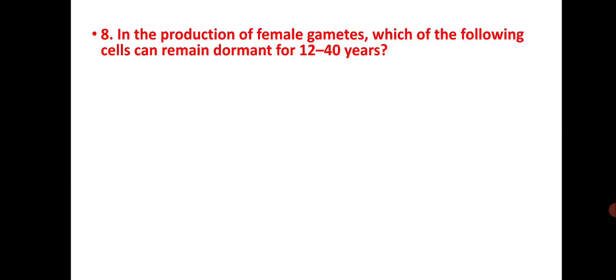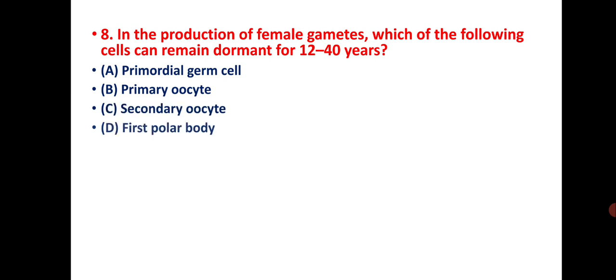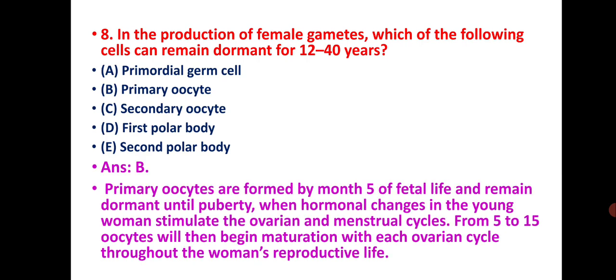The eighth question: in the production of female gametes, which of the following cells can remain dormant for 12 to 40 years? Primordial germ cells, primary oocyte, secondary oocyte, first polar body, second polar body. The answer will be B, that is primary oocyte.